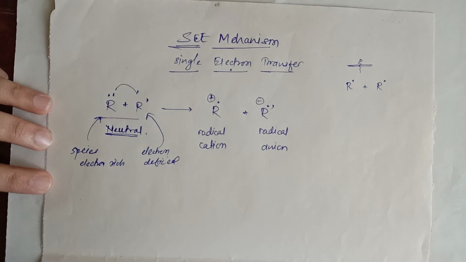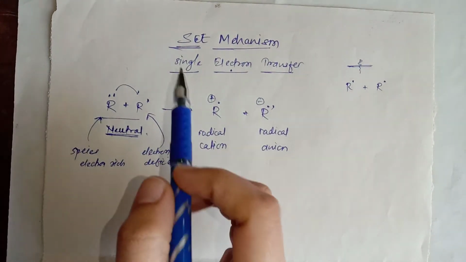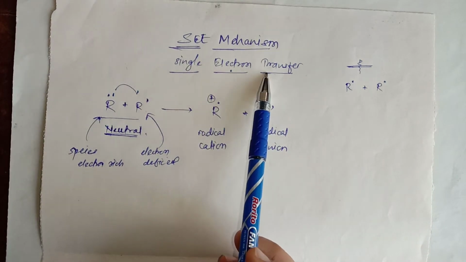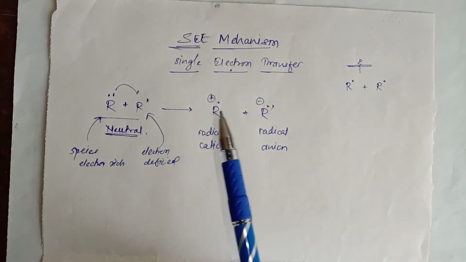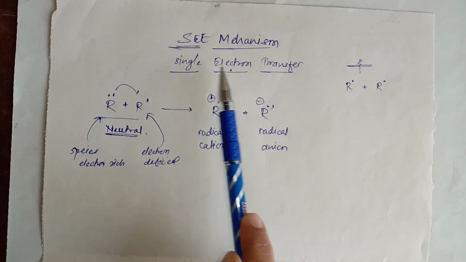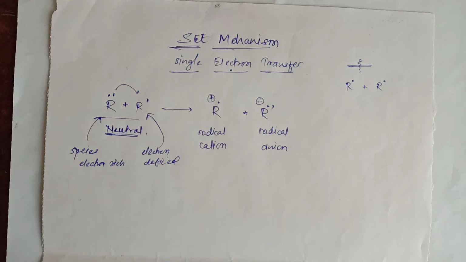So in total, the SET mechanism, that is the single electron transfer mechanism, says that a radical takes part in this reaction and electron transfer takes place. Transfer of electron will take place and the reaction will happen.